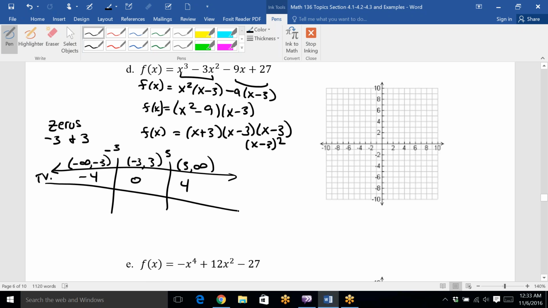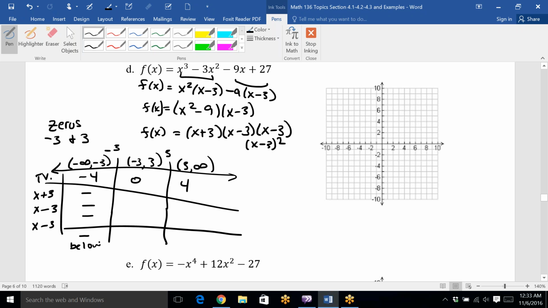So then when we plug those in, well, we have to be careful here. You can either list out your factors separately, or you could list the x minus 3 as a squared part, but you must be careful when you plug into that then. So I'm going to list them separately. Negative 4 plus 3 is negative, negative 4 minus 3 is negative, so that happens twice. So that's 3 negatives, which is an overall negative. So that means we are going to be below.